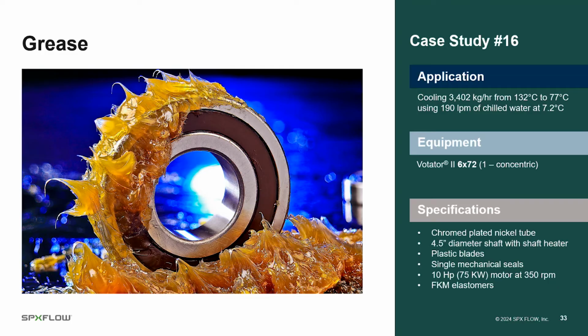Plastic blades, high lubricity. So again, getting back to some composite, whether it be Celcon blade. Well, it couldn't be in this case Celcon, but we'd have to go to a PEEK style blade there. And then single mechanical seals, 10 horsepower, 350 is a good optimal point, and FKM elastomers.